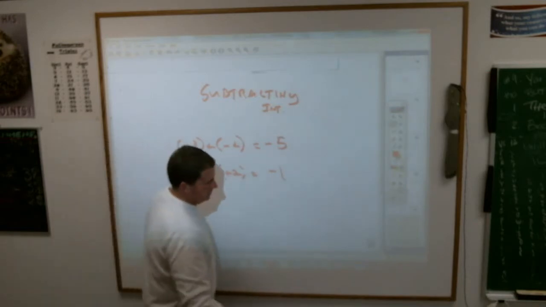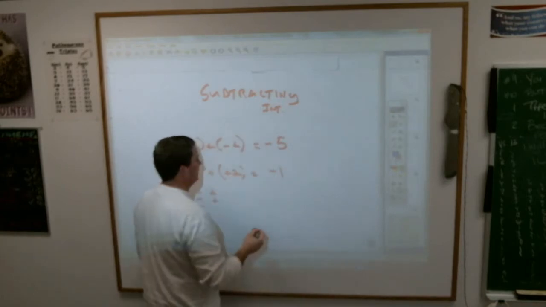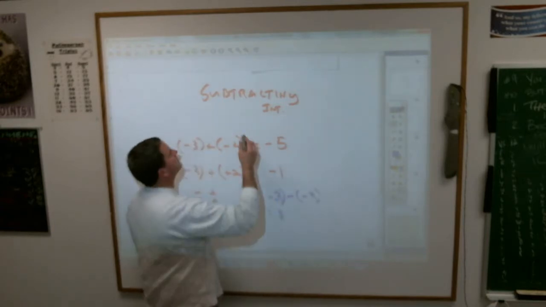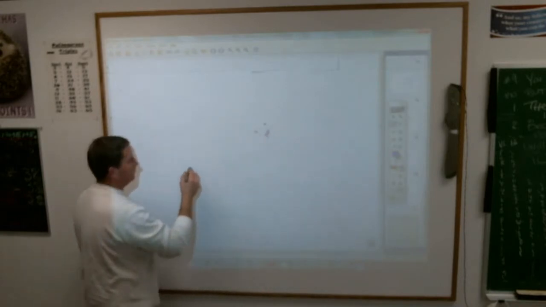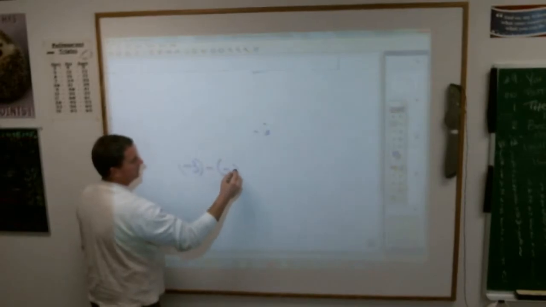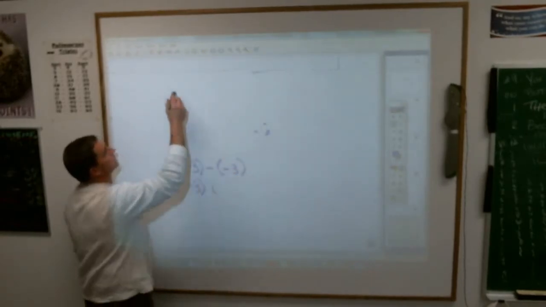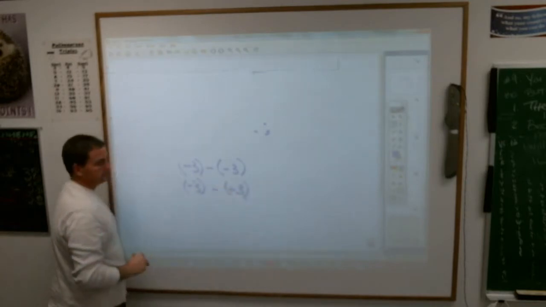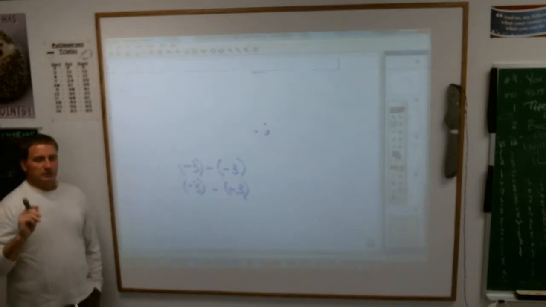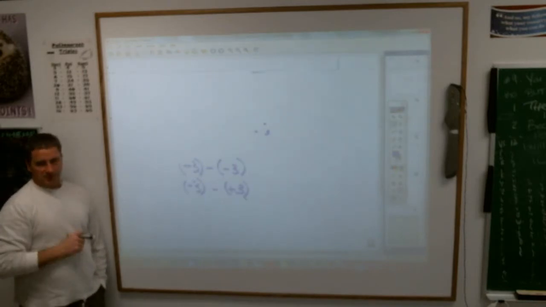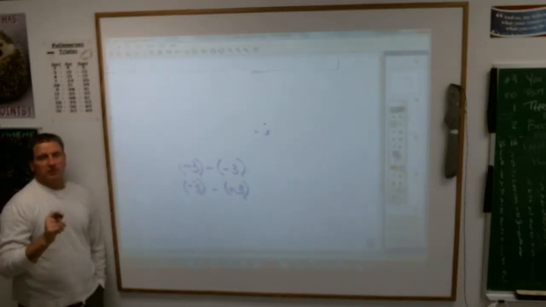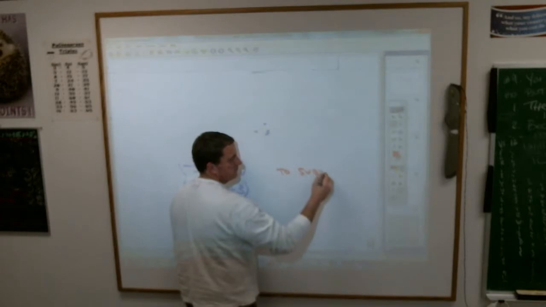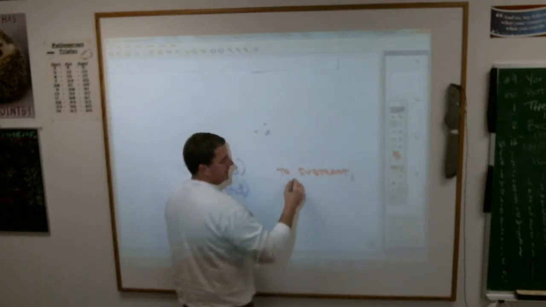Now, here's the deal with subtracting, children. Take this for what it's worth. Let's say I have a negative 3 minus a negative 3, and negative 3 minus a positive 3. Okay. This is the only thing you have to understand, children. In math, there is no such thing as subtracting. There's just adding its opposite. And that's the rule you're going to write down here. To subtract, you just add the opposite.